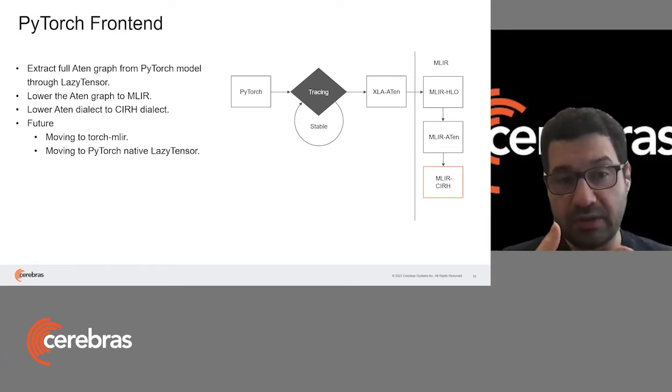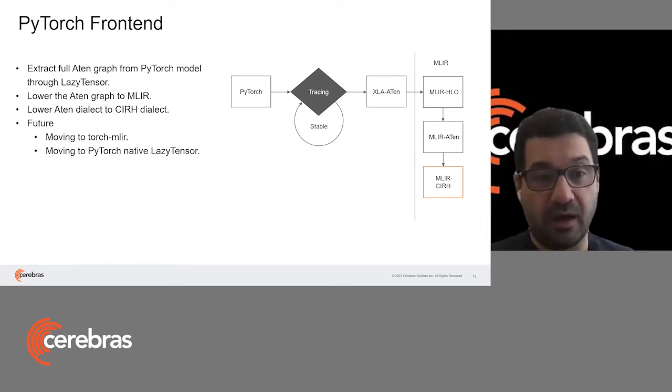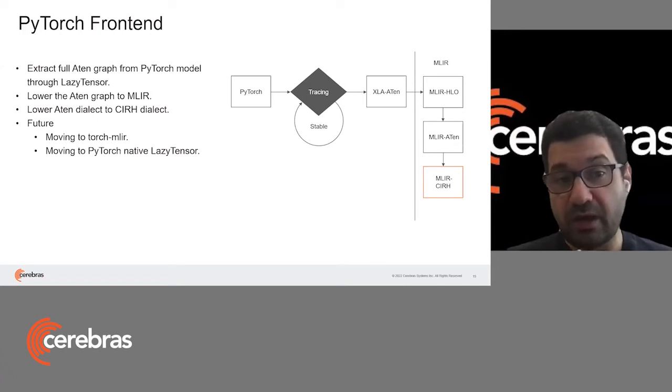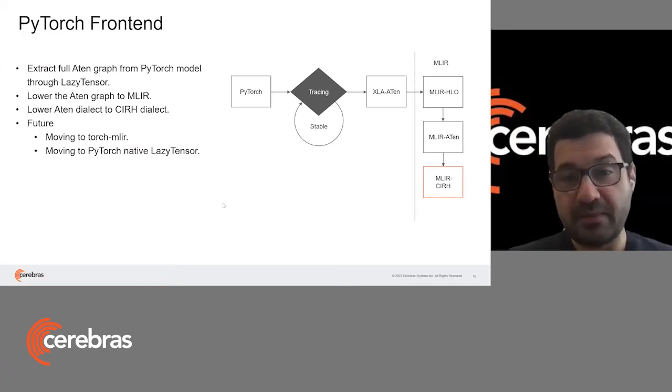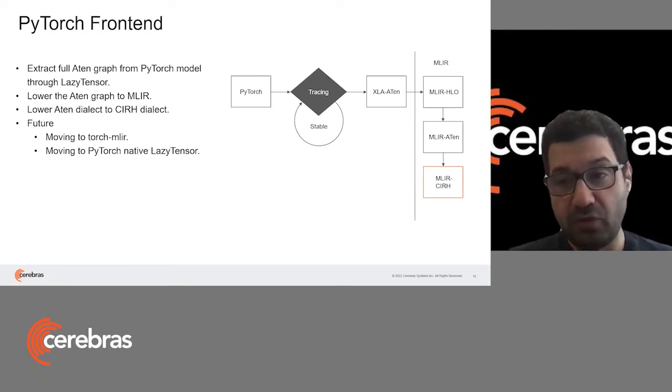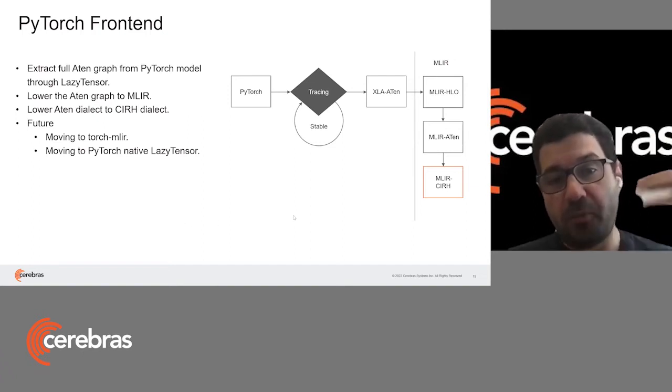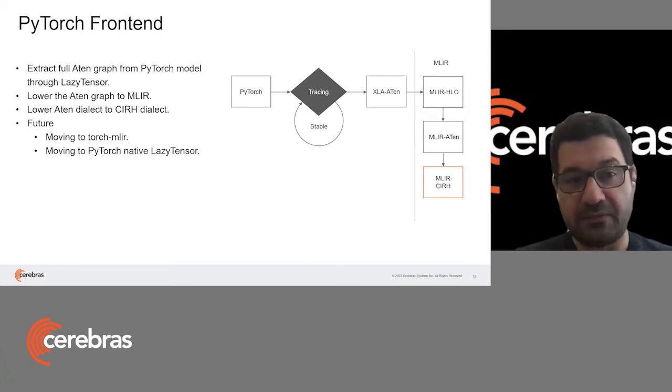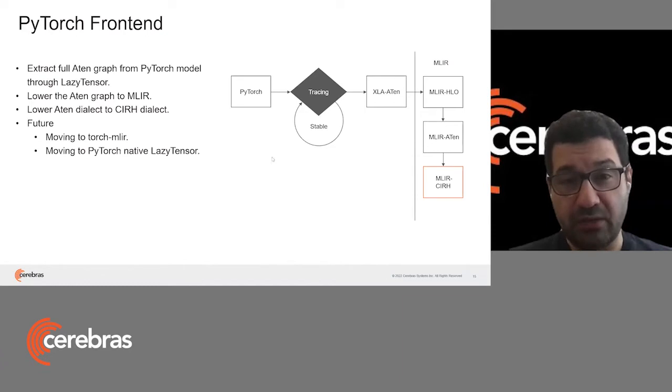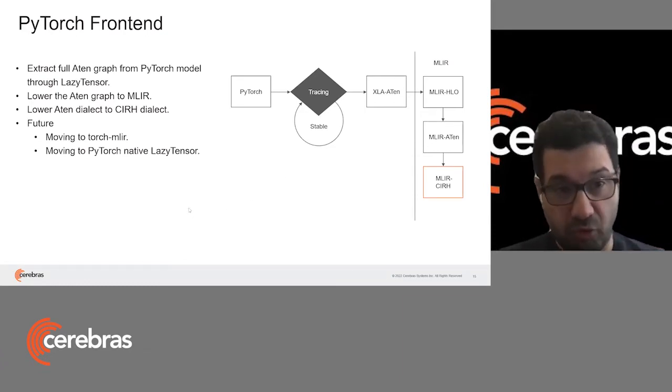Our IR, we call it CIRH, which is Cerebras IR High. Why do we call it IR High? Because it's the same abstraction as NumPy, as ATen, as the TensorFlow Tensor API. So it's high level. It has a convolution op, it has a matmul op. It has high-level ops that users expect to see from the framework itself. This enables us to be pretty much agnostic to the framework and to the variation between frameworks.